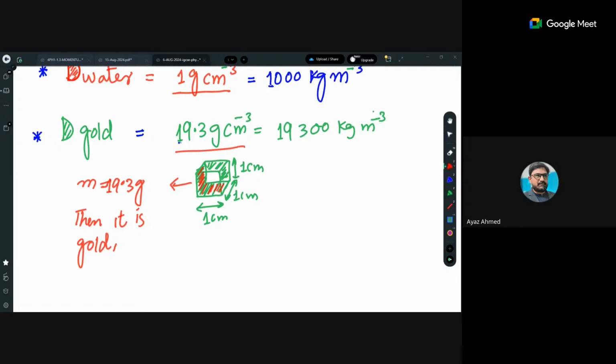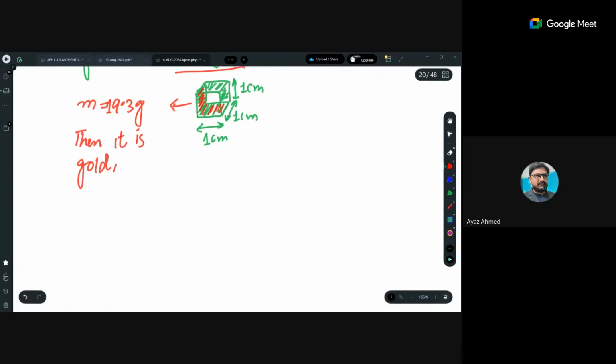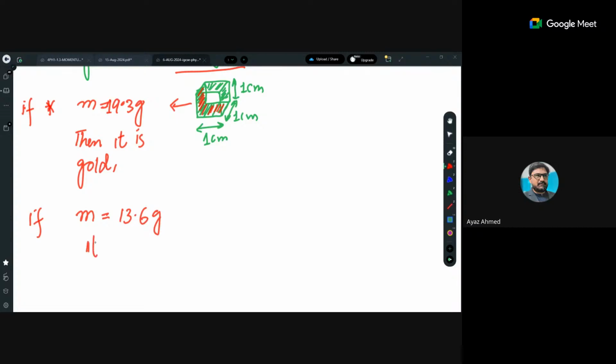Yes, that is the concept of density. You are getting some volume and you are going to measure its mass. If its mass is equal to a specific number, for example, I can give you another number I have remembered, 13.6, if its mass is this much, then it is mercury, because mercury has this much mass.